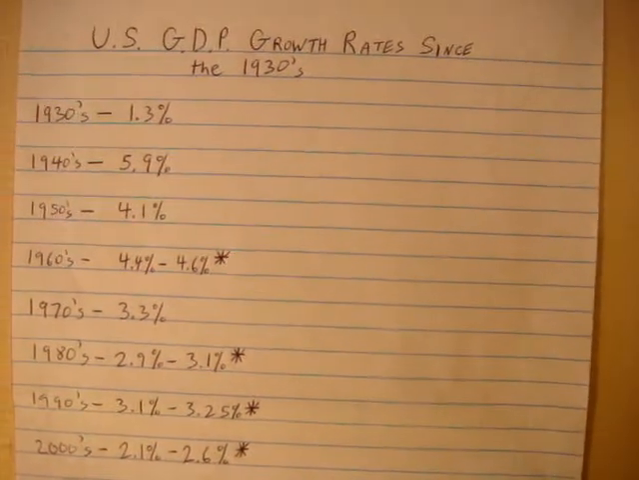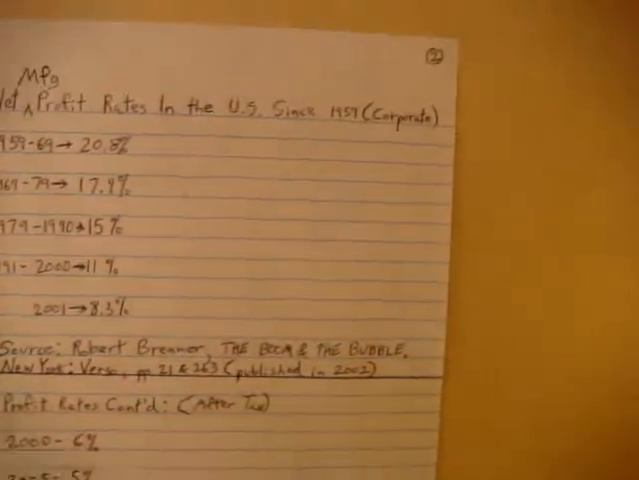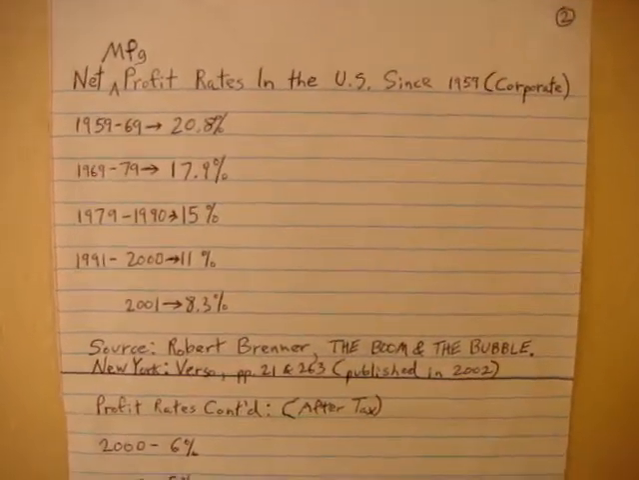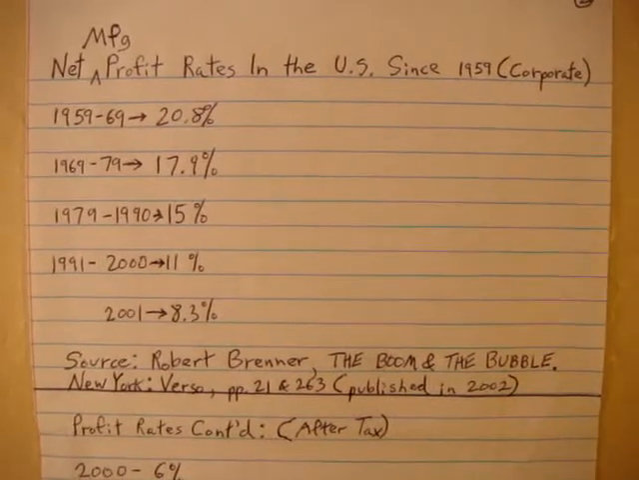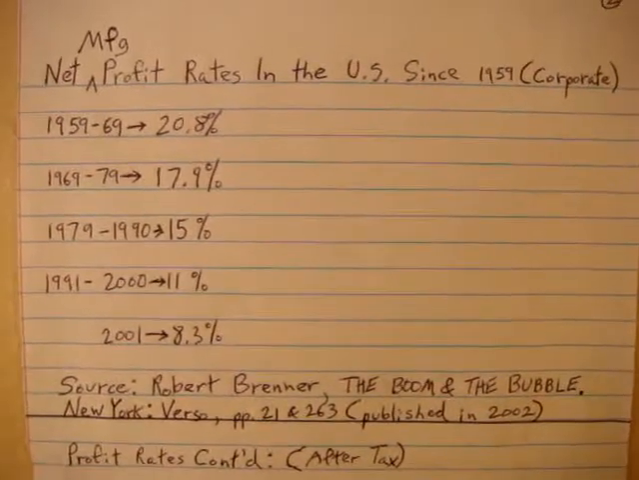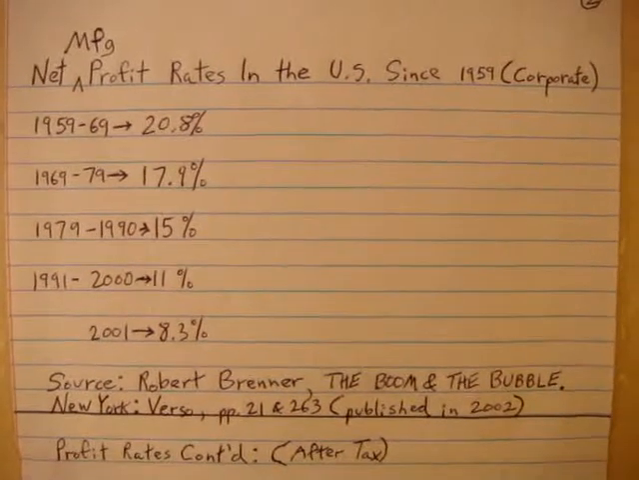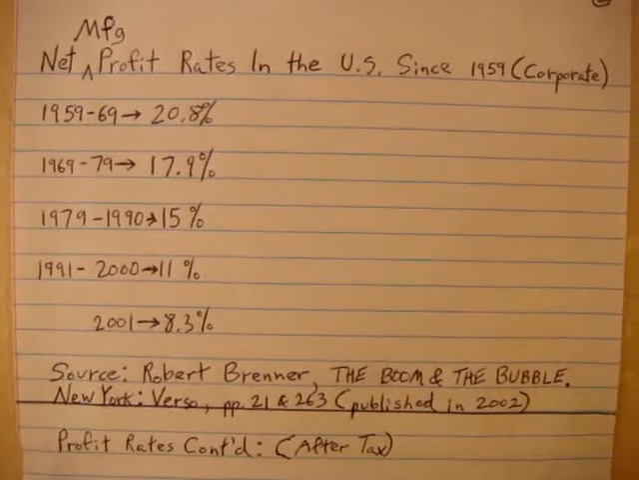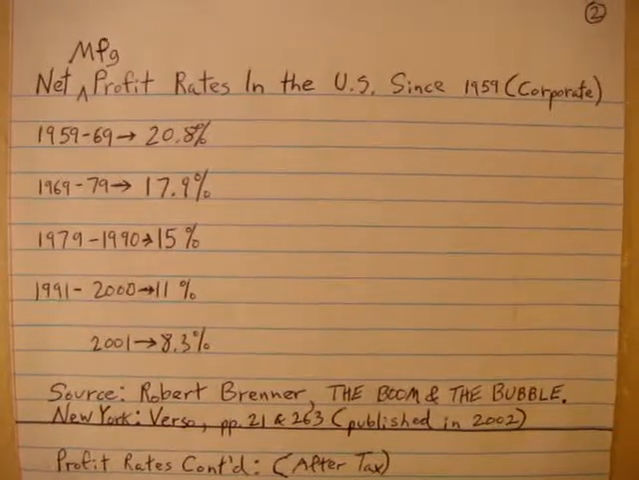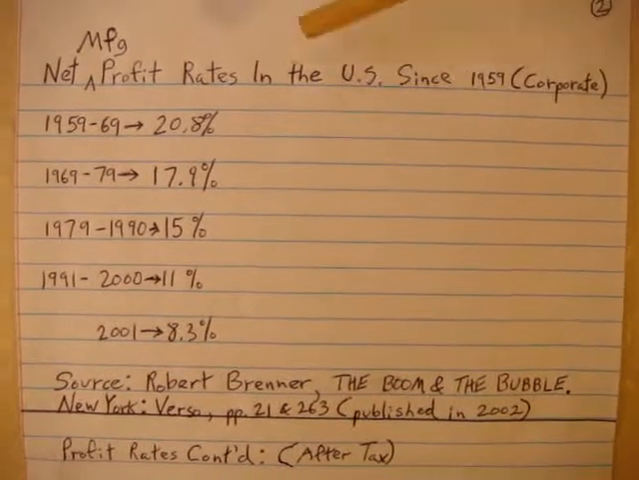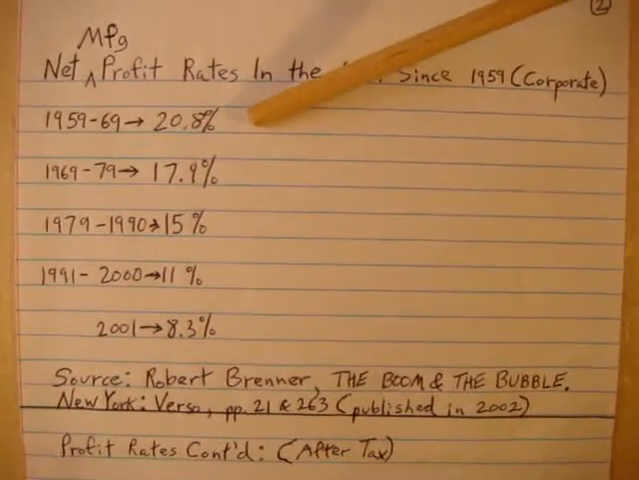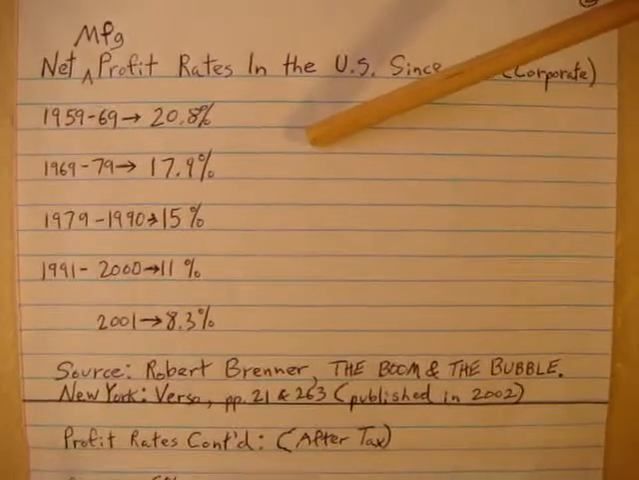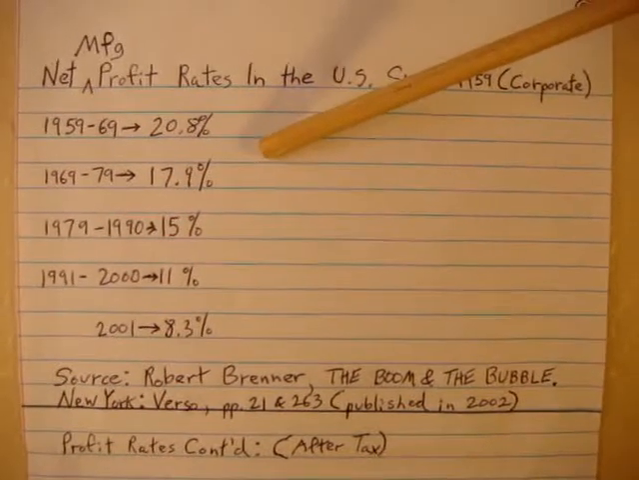Let's look at some profit rates, also to give you an example. These upper ones are manufacturing profit rates in the U.S. since 1959. By manufacturing, these statistics also include heavy industry, but they don't include the FIRE sector, finances, insurance, and real estate. Nevertheless, look at the profit rates from 1959 to 69, corporate profit rates, 20.8%. We are declining in the 70s from 69 to 79, profit rate 17.9%.